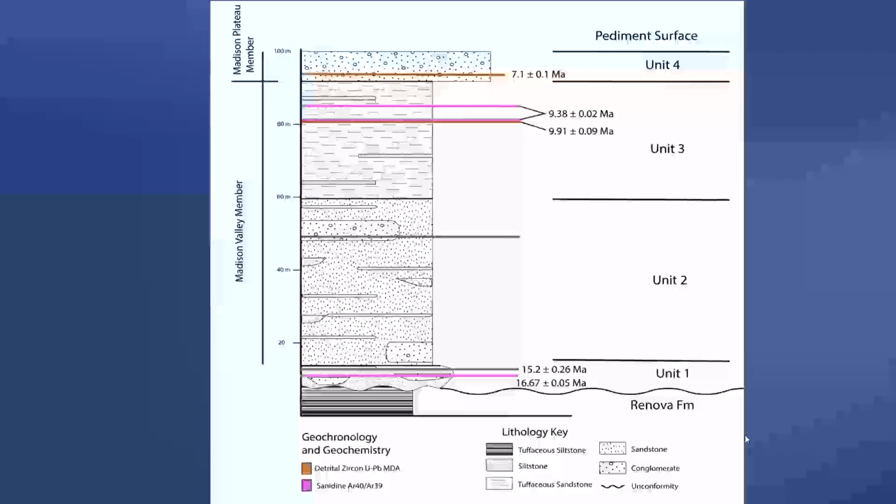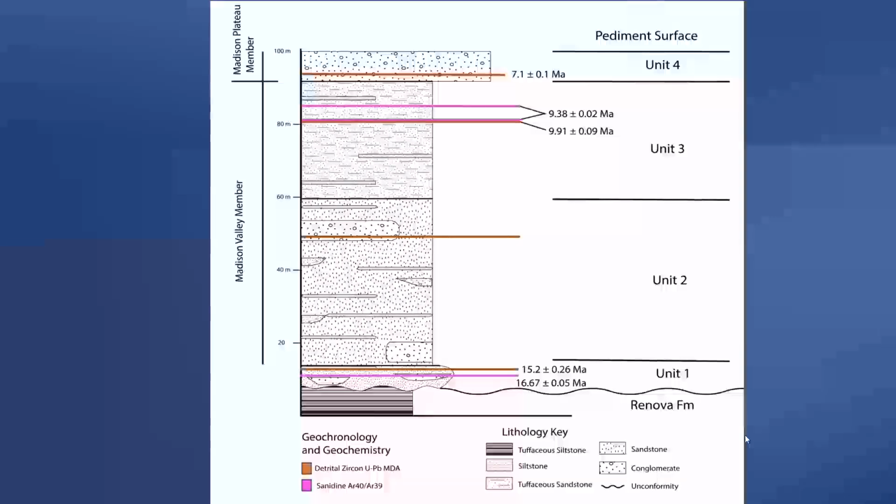Just really quick, because I think people might want to see this, I have a generalized strat column. Here's the unconformity, with the Renova Formation below it. This part of the Renova Formation would be the Dunbar Creek member. Then you have units 1, 2, 3, and then unit 4, and then a pediment surface inset into that. Unit 4 is what they mapped as the Madison Plateau member in the bluffs. I'd say it's a pediment gravel.